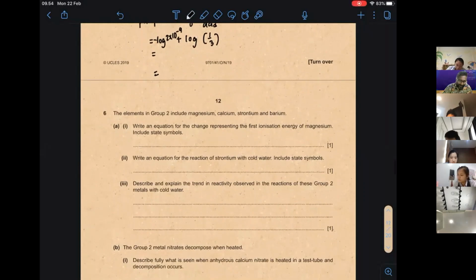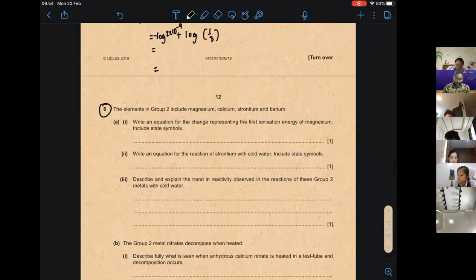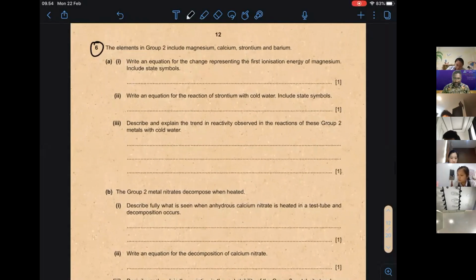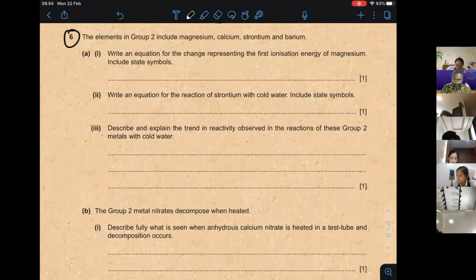Now for number 6, let's try number 6. The elements in group 2 include magnesium, calcium, strontium, and barium. Write an equation for the change representing the first ionization energy of magnesium. Include state symbols. So magnesium, make sure it is in gas. This is very important. It will give you Mg plus, also in gas, plus electron.